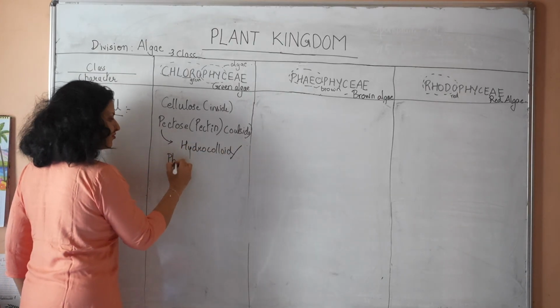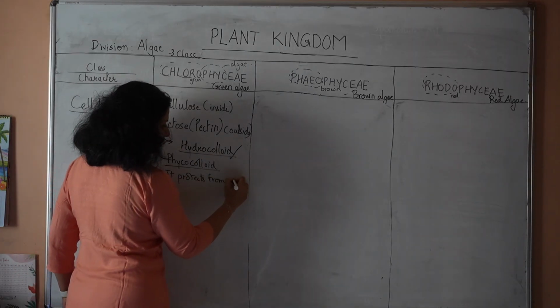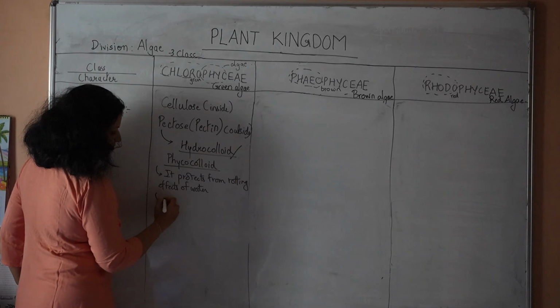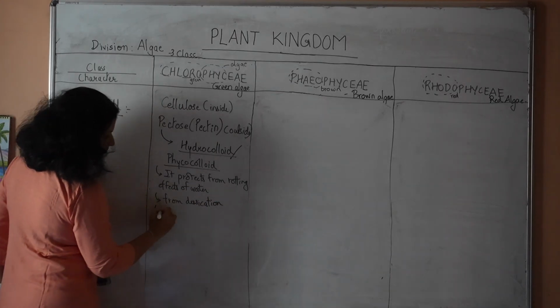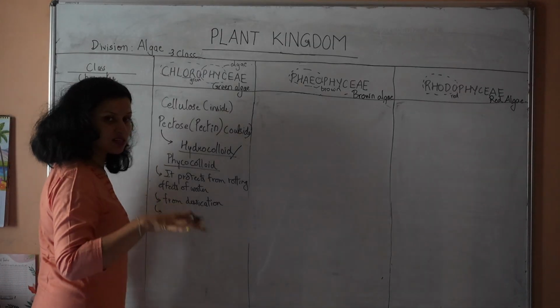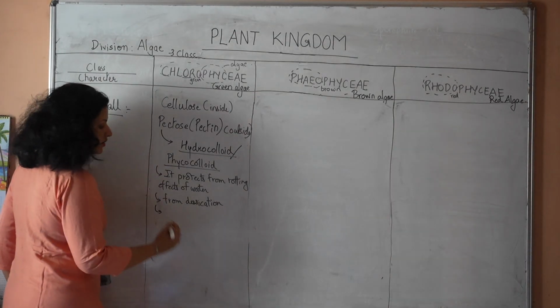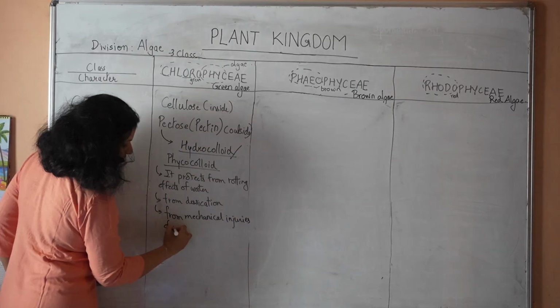Hydrocolloid is also called phycocolloid. It protects from the rotting effects of water and protects from desiccation. Desiccation means dehydration. If water is low at low tide, they may be protected because of the phycocolloid, which will continuously provide them with the moisture and water that they need. It also protects from mechanical injuries of waves.